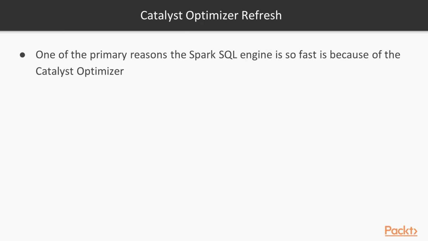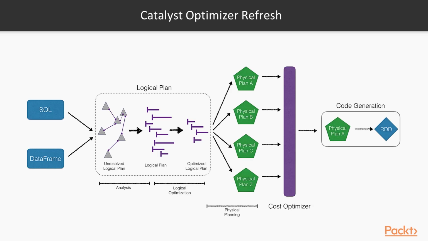Let's move on to Catalyst Optimizer Refresh. One of the primary reasons the Spark SQL engine is so fast is the Catalyst Optimizer. For viewers with a database background, this diagram looks similar to the logical and physical planner and cost model cost-based optimization of a relational database management system, RDBMS.